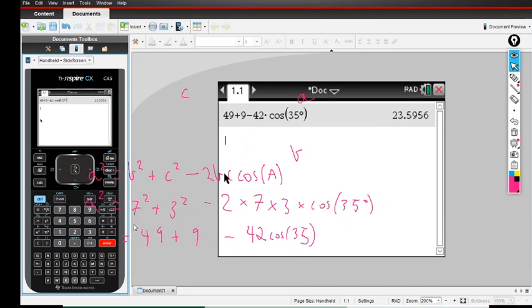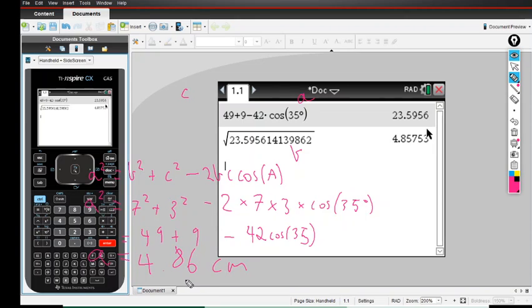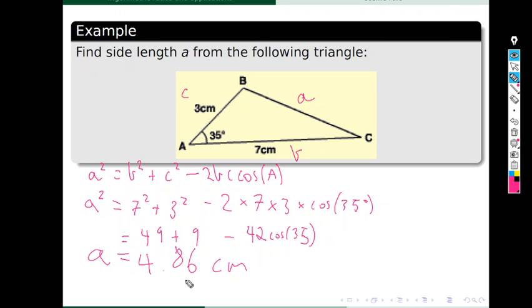And it's not going to be a nice number, so I'm going to do control equals to get a decimal. Now, that was a squared, right? So I'm going to need to have the square root of my answer up here. And there we go, so a here is 4.86 centimeters. And if I go back to my example, that looks about right. It looks bigger than this line, smaller than this one, 4.86 fits the bill. So we're happy with that.